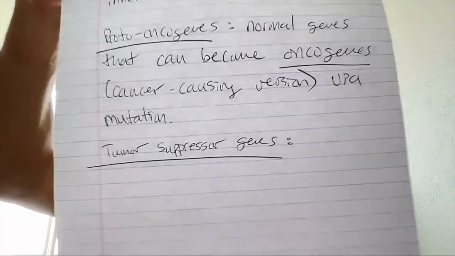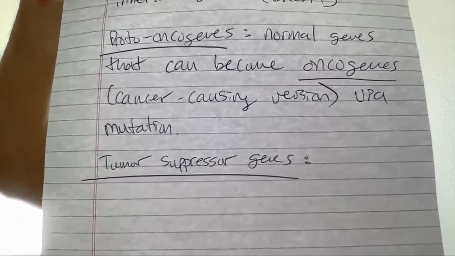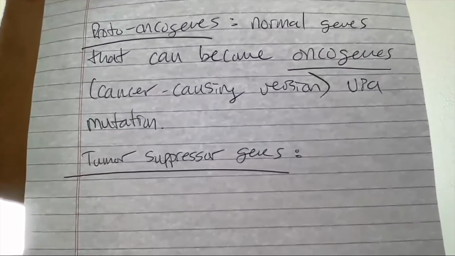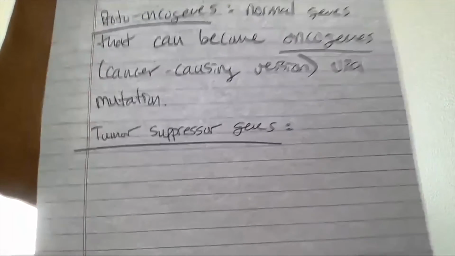Okay, so the next category of genes involved in cancer development are called tumor suppressor genes. And tumor suppressor genes actually serve a variety of protective roles in the cell to prevent uncontrolled cell growth.